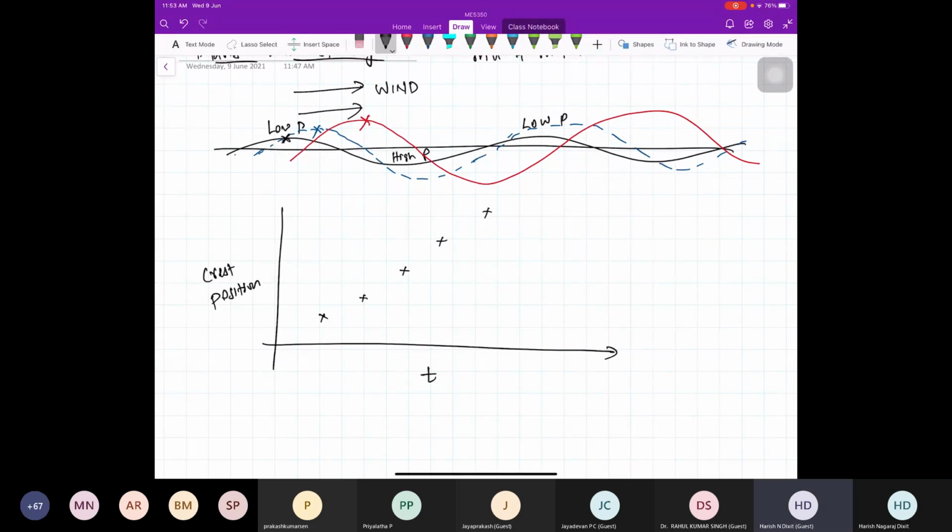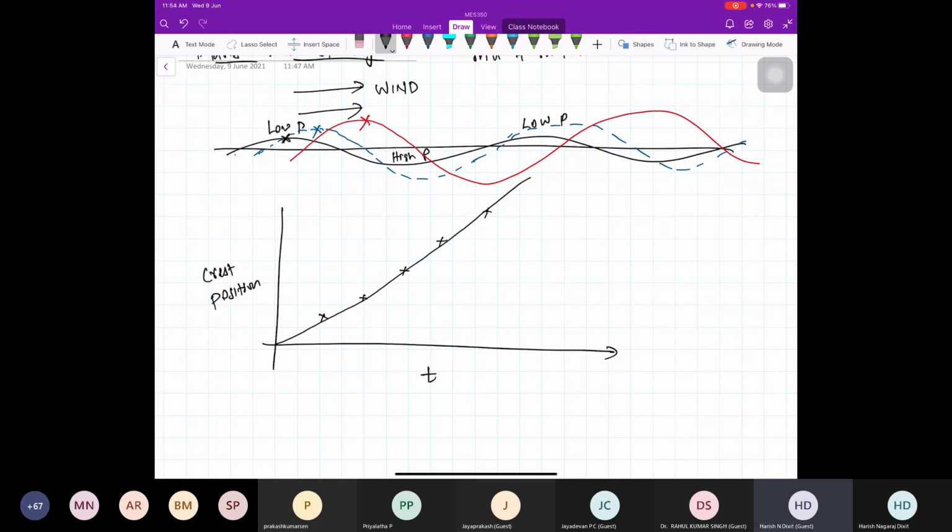This is highly exaggerated, by the way. This is the y-axis that I've drawn in this crest position. I have not given any numbers here, so you can scale it any way that you want so that the curve is visible. Eventually you'll get a curve like this.